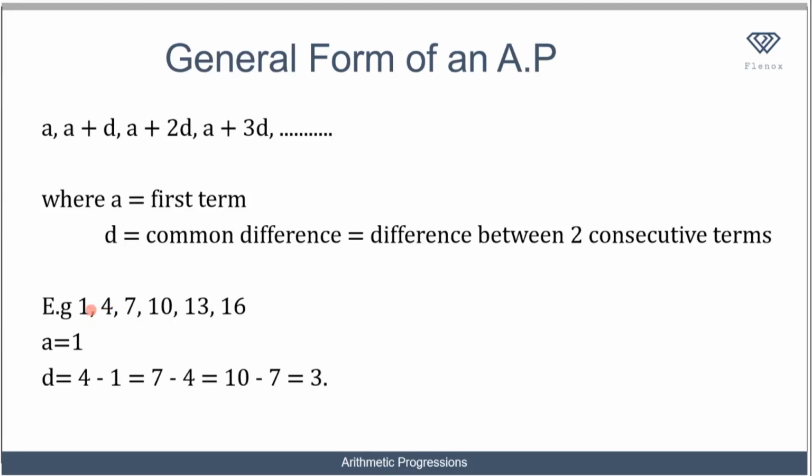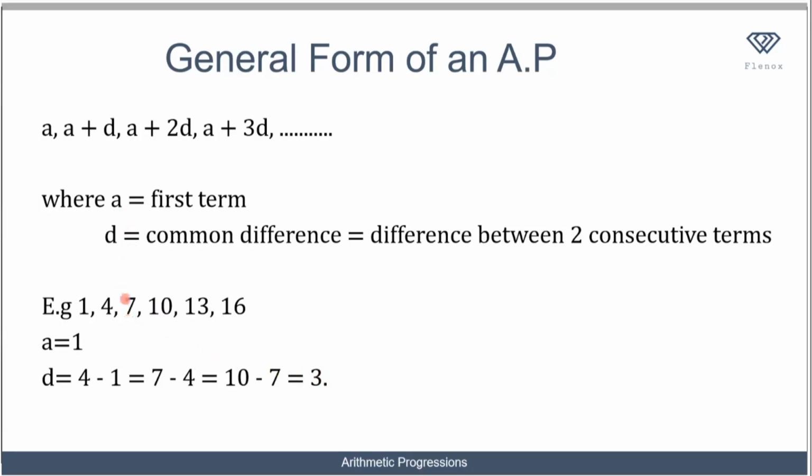So let's take a look at this example. We have 1, 4, 7, 10, 13 and 16. We can see that our first term A is what? 1. And our common difference, which is defined as the difference between two consecutive numbers, in this case can be 4 minus 1 or 7 minus 4 or 10 minus 7. Just make sure that you subtract any two consecutive numbers. So I'm going to get the common difference as what?